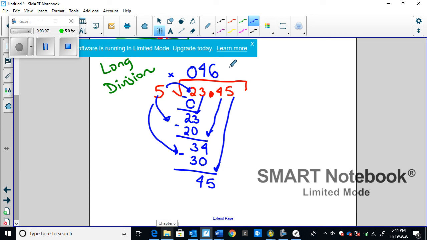5 fits into 45 how many times? Well, 5 fits into 45 9 times. And that actually works out perfectly because 5 times 9 is 45, and we're left with a 0 remainder.